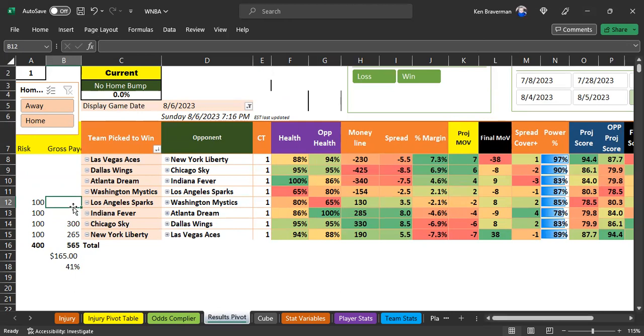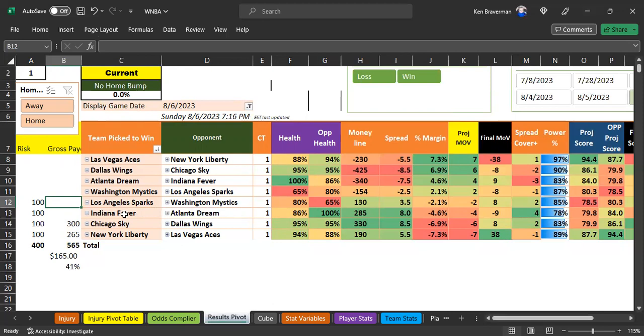The flow of the game was, the Mystics did get up early, and then they challenged to tie it in the third quarter. So it was Mystics, Sparks. Yeah, and it started with Sparks. So Sparks, Mystics, Sparks, Mystics, Sparks, Mystics, Sparks is how it went.